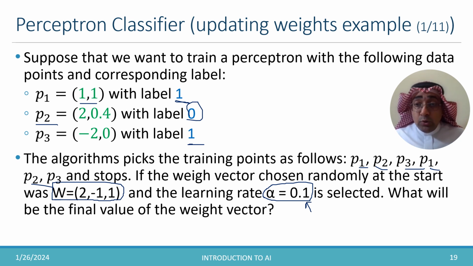Okay, and to do this, what we want to do is find what will be the value of W after we do this training. So we have training on P1, P2, P3, then P1, P2, P3, and we want to see what is the update that's going to happen on this vector when we use a learning rate of 0.1.